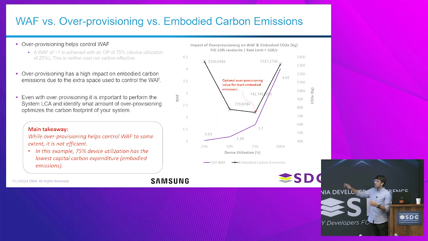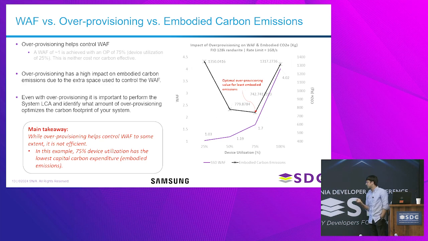But you see that the embodied carbon emissions are highest for 25%. Why is that, right? Because you're buying all this SSD capacity and not using it. You're just wasting it. So the carbon cost you pay is very high for 25%. And the best carbon cost in this example is for 75% device utilization. While the WAF is 1.7 there, which means your SSD is degrading 1.7 times faster than it would otherwise, you're also wasting not as much space.